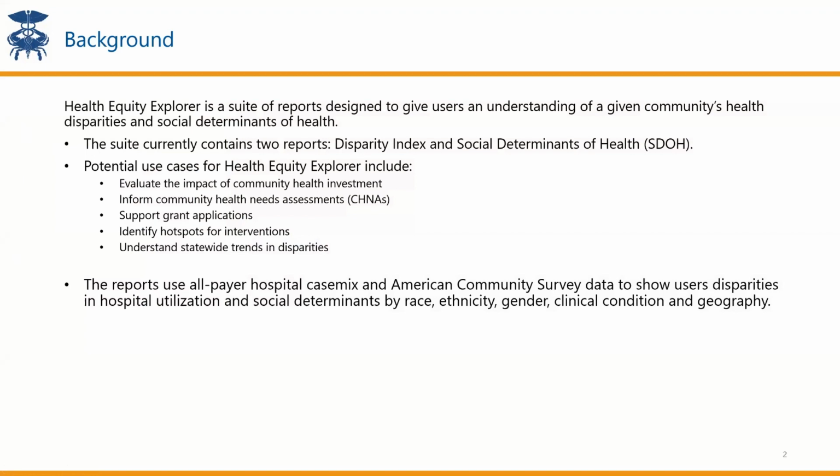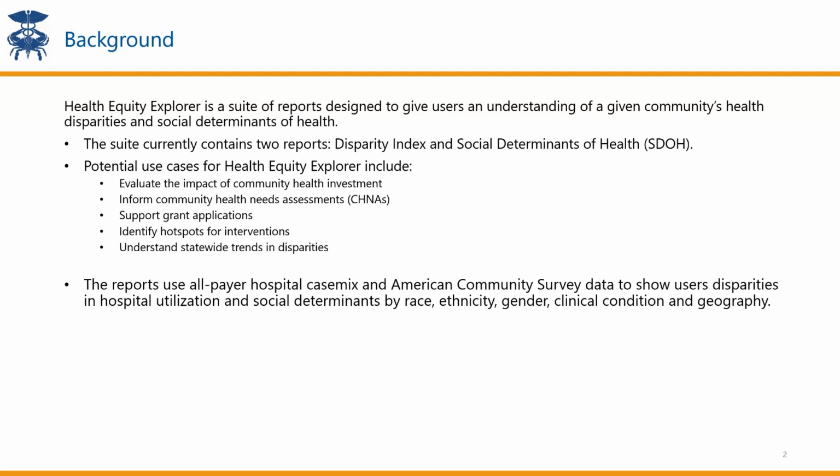Just to let everyone know a little bit of background, we'll go through some slides and then I'll switch over to the demo. This is a suite of reports designed to give users an understanding of a given community's health disparities and social determinants of health. The suite currently contains 2 reports. We might build out some later, but these are where we're starting just to see what works, what people need. The Disparity Index and the social determinants of health. And the focus for Health Equity Explorer was really around folks who are looking at a specific community. So looking at the impact of community health investments, informing community health needs assessments, supporting grant applications, identifying hotspots for interventions, and understanding trends and disparities.